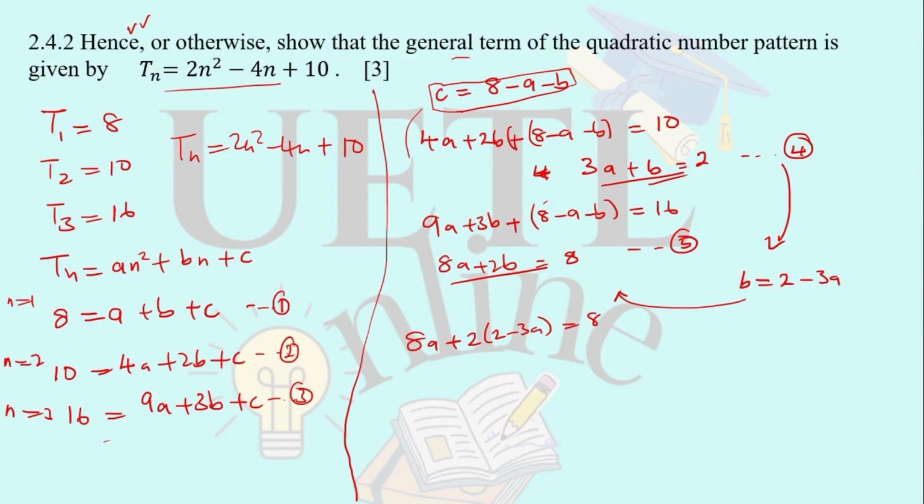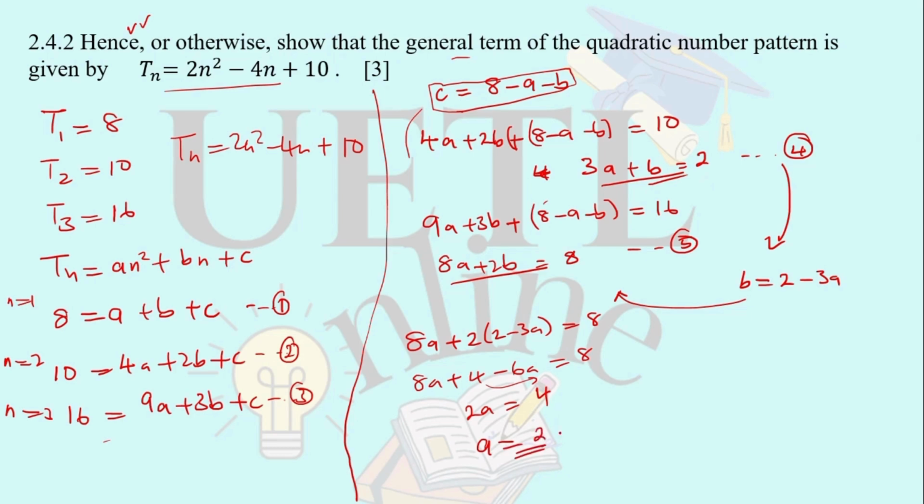Okay, so now solving this, we are going to get 8A plus 4 minus 6A is equals to 8. Okay, so here 8A minus 6A, we're going to get 2A. And if you send this 4 this side, it's going to become 8 minus 4, which is going to become 4. Okay, so this means that in this case, we're going to get A is equals to 2.